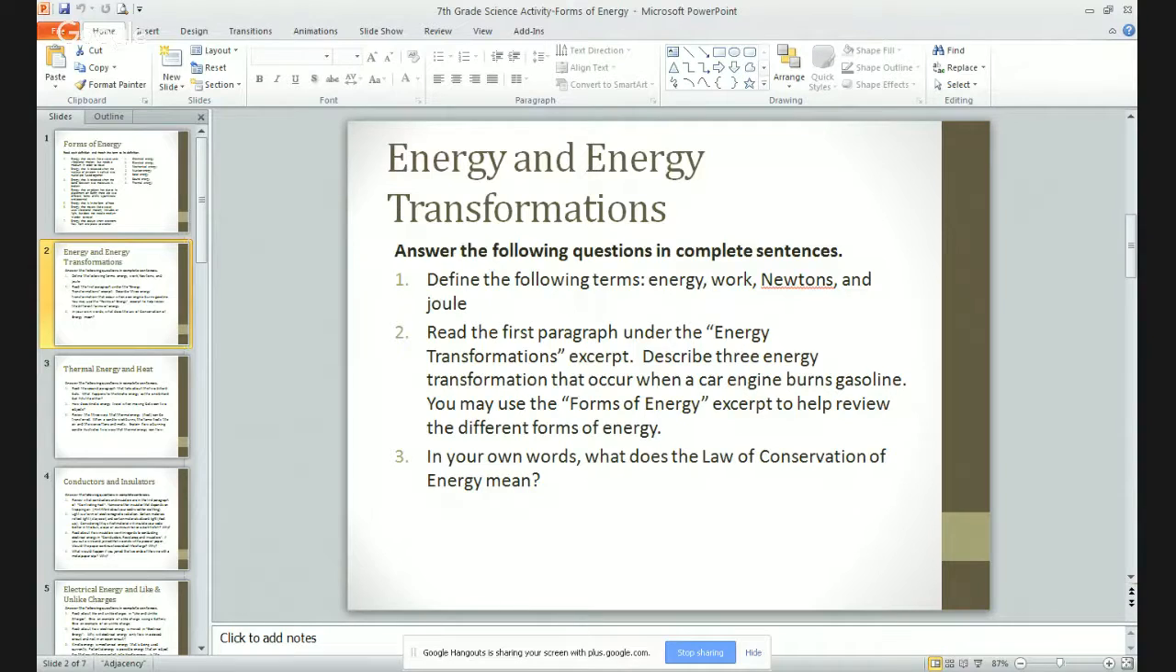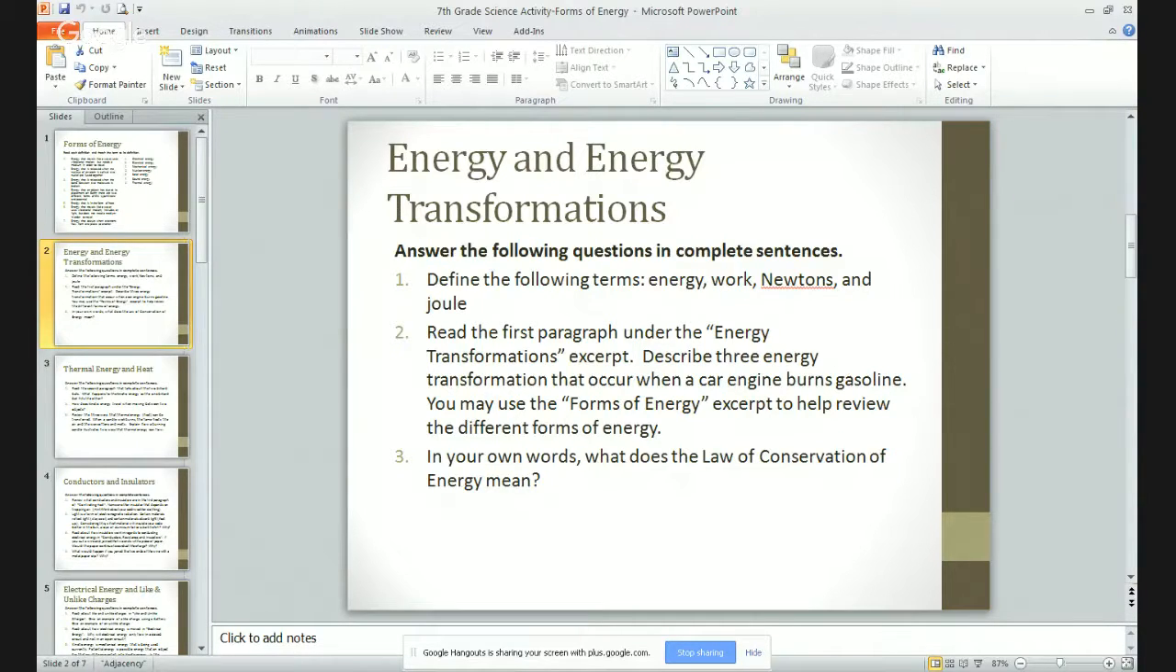And then number 3, in your own words, what does the law of conservation of energy mean? It just means that you can't create energy, nor can you destroy energy. The only thing you can do is to convert energy from one form to the other. Next year, we'll talk about the law of conservation of matter, which is basically the same thing, except it's going to say that we can't create or destroy matter. Okay, we can only change it or convert it. So this one just means you can't create or destroy energy.